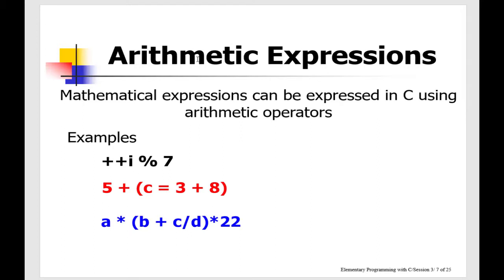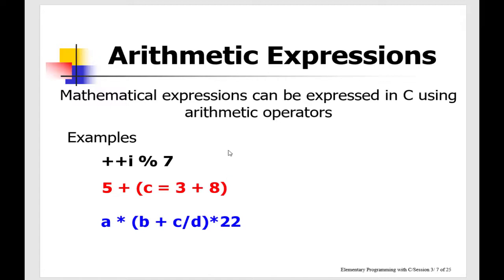Used in arithmetic expressions. Mathematical expressions can be expressed in C using the arithmetic operators which we've looked at. Examples are i plus plus, i modulus 7. Okay, we'll see what this does, don't worry. 5 plus c is equal to 3 plus 8. a times b plus, c divided by d, then close the brackets or parentheses, times 22. So these are the various arithmetic operators that you use in the C programming language. We will see so many examples as we write the actual program.